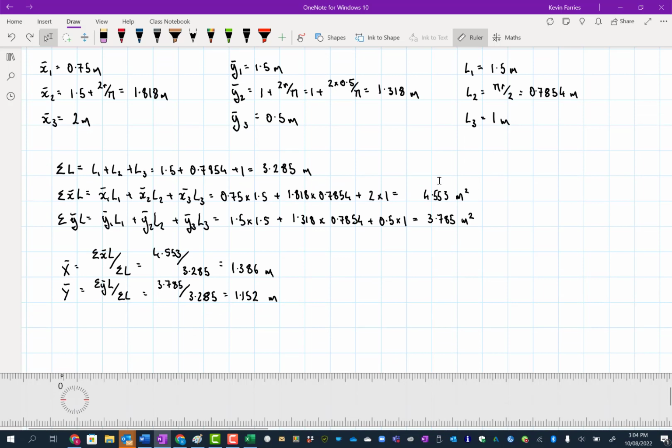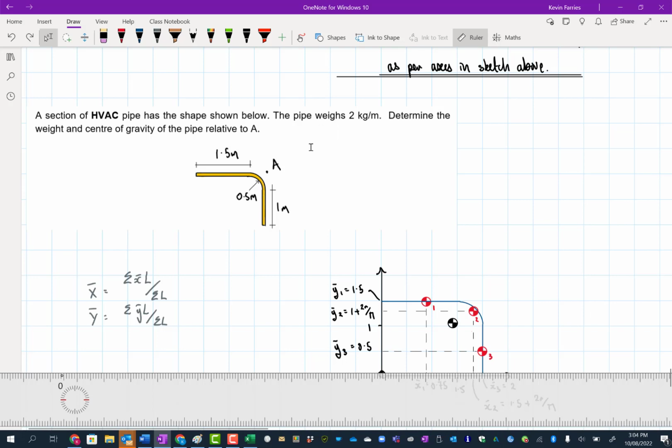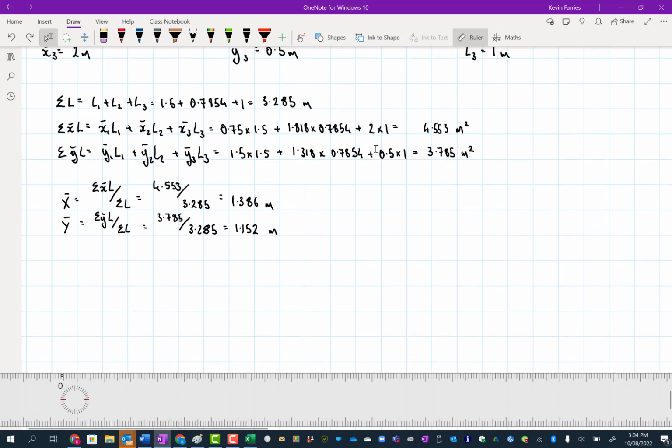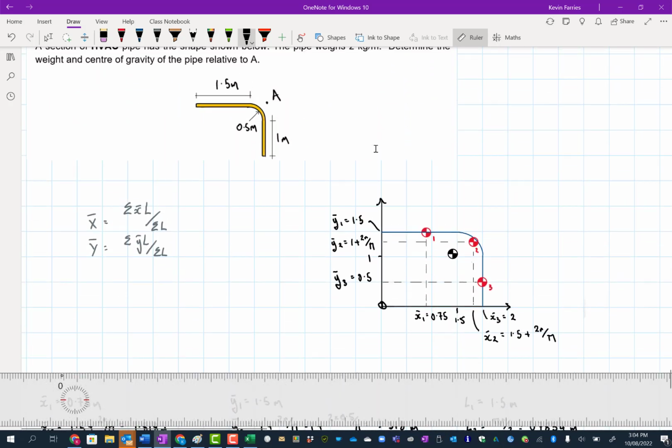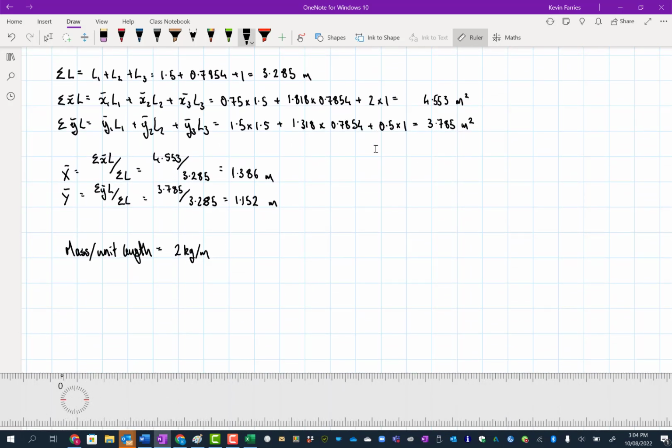So that was that. We figured out those. And then the last thing it asked us for was the total weight of the pipe. Determine the weight and center of gravity relative to A. So for the weight of the pipe, we've got mass per unit length. Let's write it out so someone can understand. Mass per unit length is equal to 2 kilograms per meter, I think it was. Let's just check that. Yep.